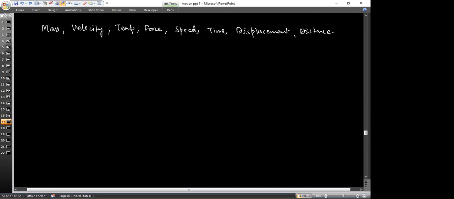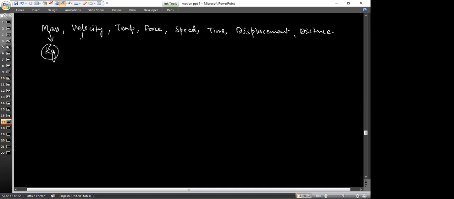Mass is a property of an object, of matter, that resists any change in its motion. So it is an intrinsic property. Mass is measured in kg.